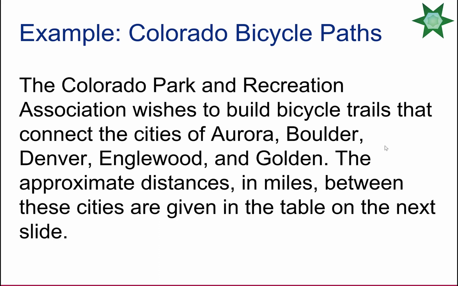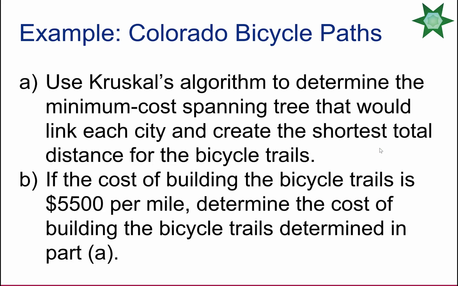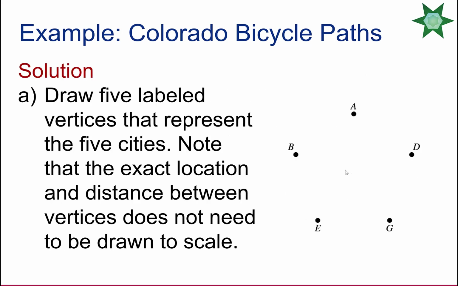So the Colorado Park and Recreation Association wants to build bike trails that will connect the cities of Aurora, Boulder, Denver, Englewood, and Golden. The approximate distances in miles between those cities are shown here. And we're going to use Kruskal's algorithm to determine the minimum cost spanning tree that would link each city and create the shortest total distance for the bike trails. And then we're also going to work out the cost of the bike trails if it costs $5,500 per mile. So first thing is just put 5 dots down to locate the 5 cities. It doesn't have to be done to scale.